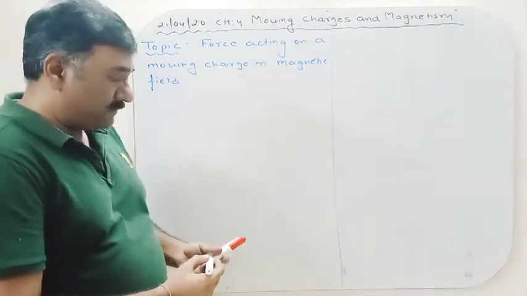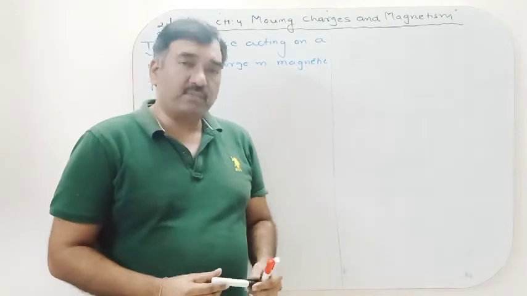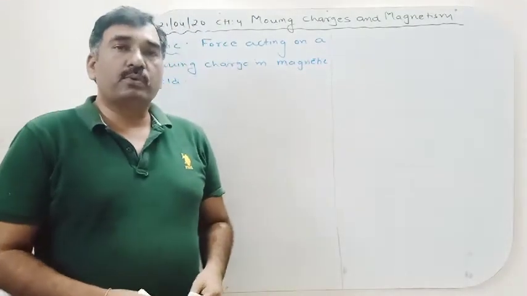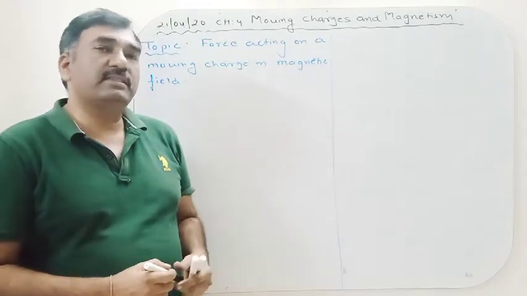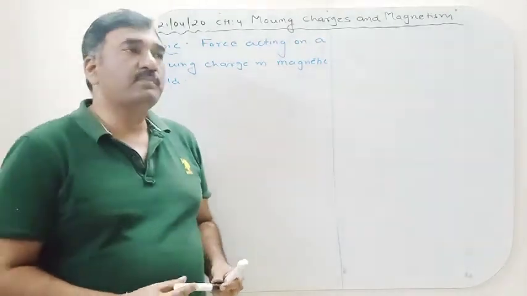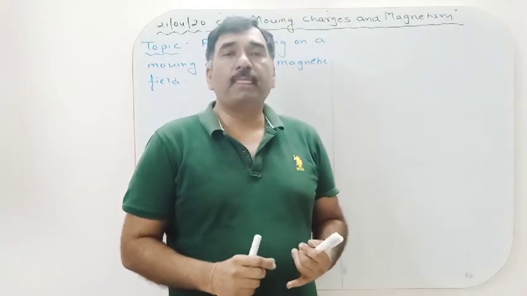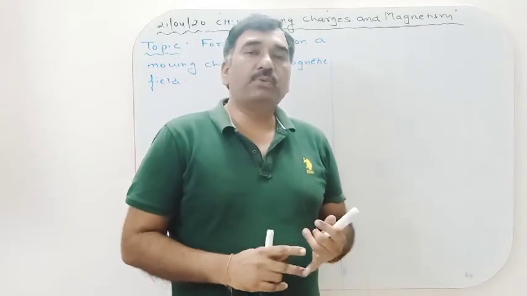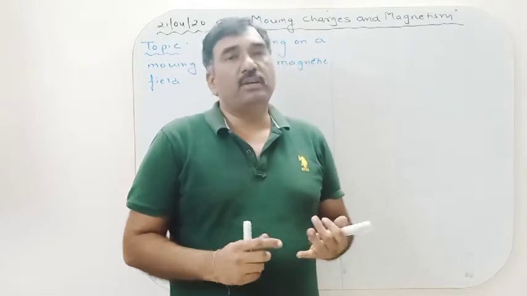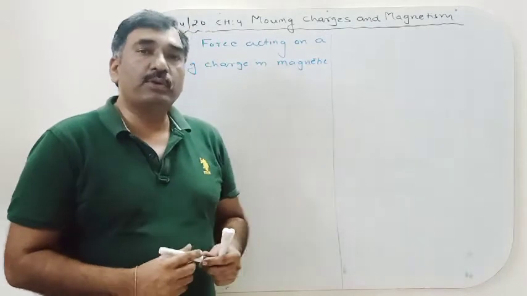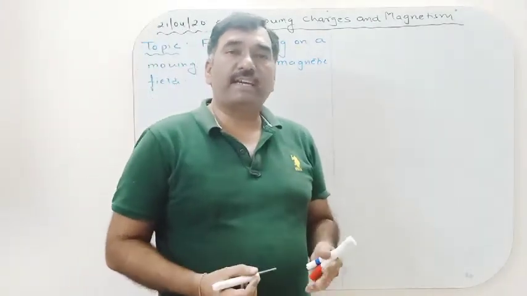Good morning, students. In the last lecture we completed Ampere's circuital law and its application. Till now in this chapter we have studied Biot-Savart's law and Ampere's circuital law. These two laws are used to find the magnetic field due to a current carrying wire, solenoid, toroid, circular loop, etc. Today we are going to learn about magnetic forces.